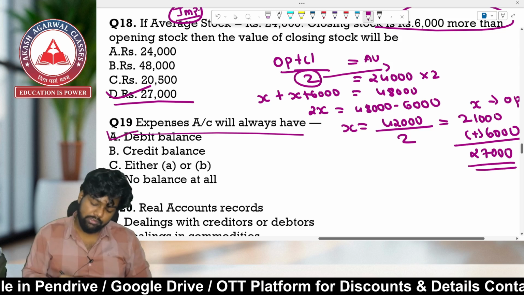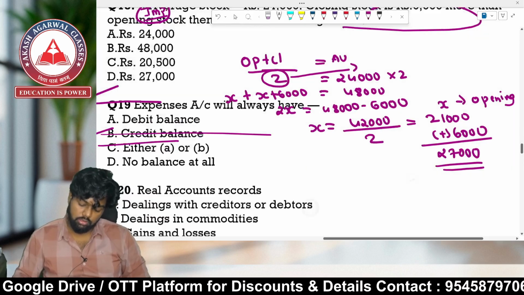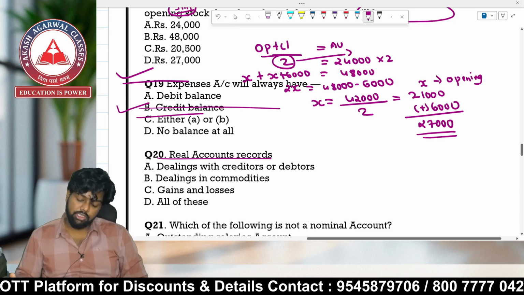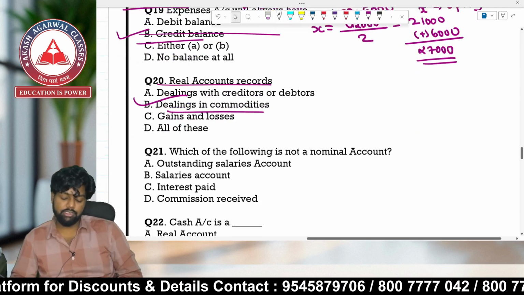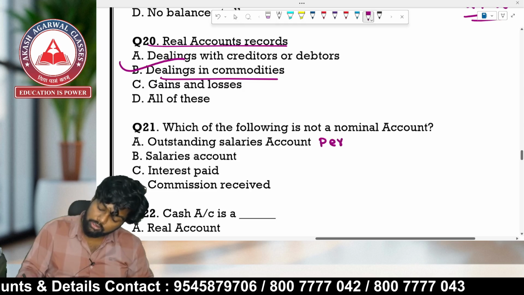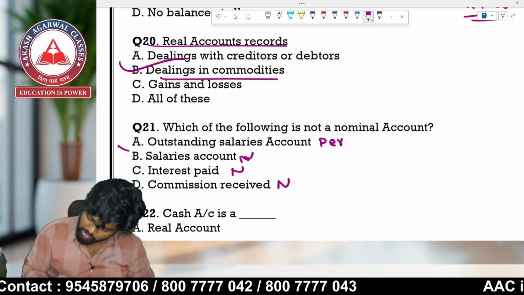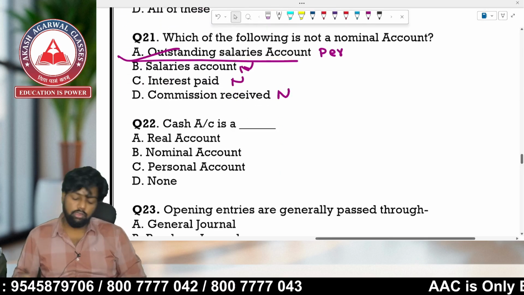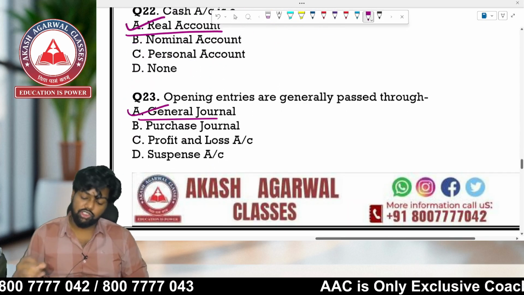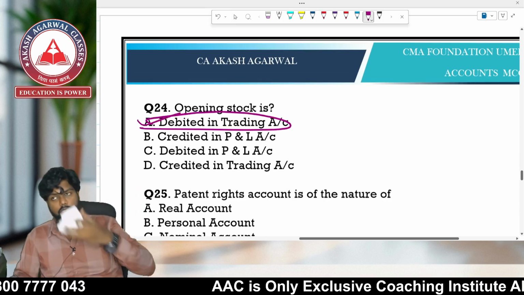Expenses will always have debit balances. Real accounts record dealings in commodities; gains or losses are nominal. Which of the following is not a nominal account? It is personal, it is nominal, it is nominal, it is nominal. Option A. Cash account is a real account. Opening entries are passed to which journal? General journal. Opening stock is what? Debited in the trading account.